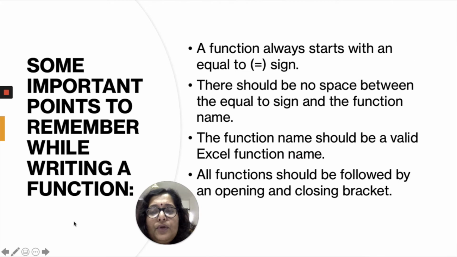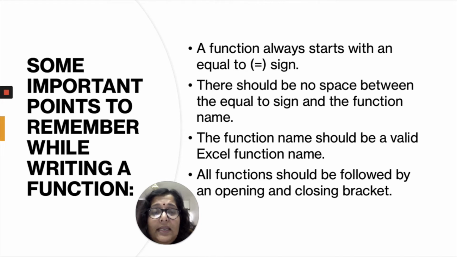Some important points to remember while writing a function. A function always starts with an equal to sign. I have already shown it in the previous slide. Every function starts with the equal to sign. There should be no space between the equal to sign and the function name. So you have to write the function name just after the equal to sign. You should not put a space in between.